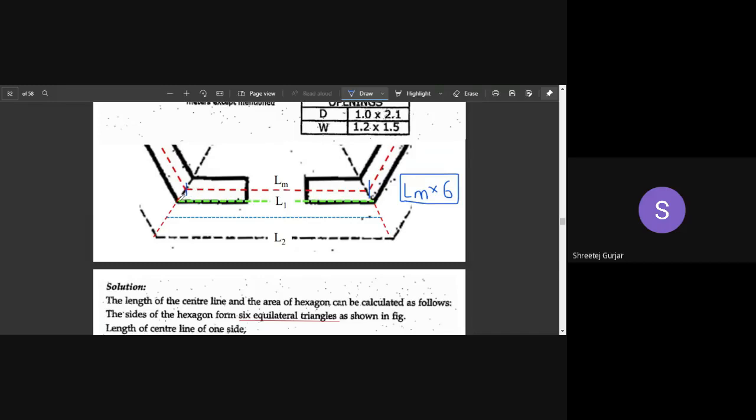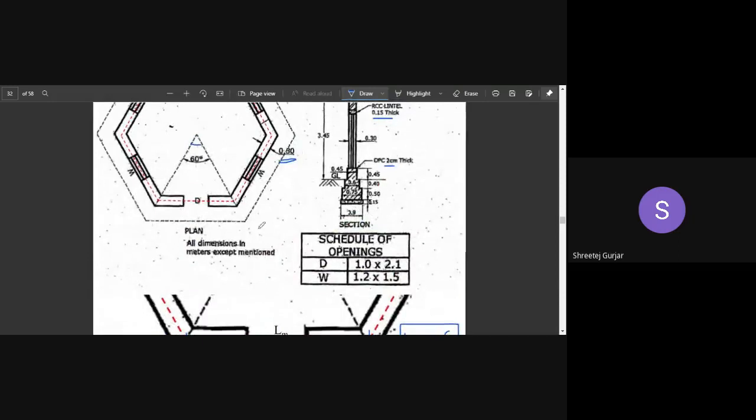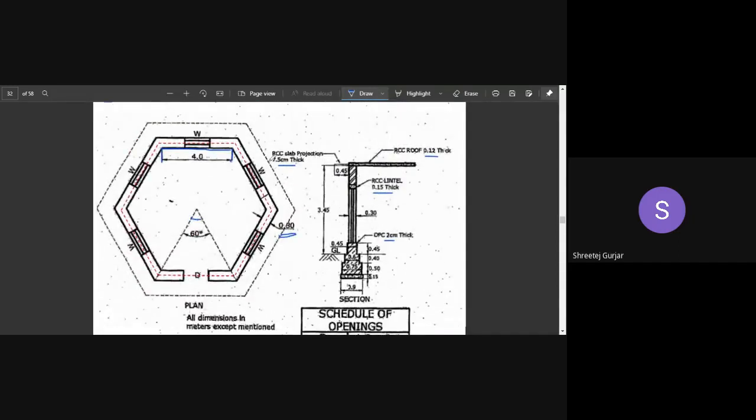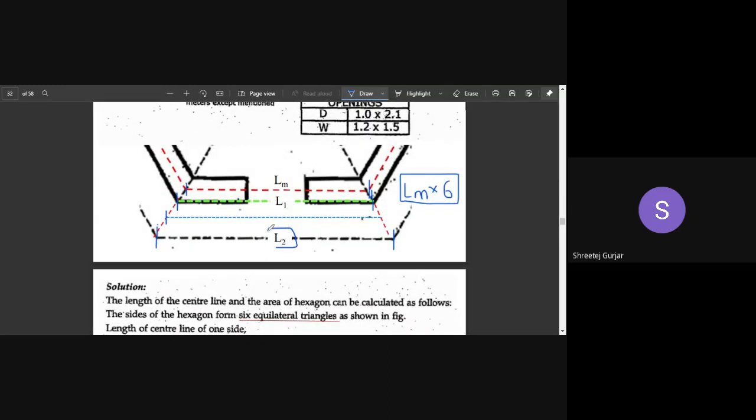Then this is the outside face of your wall. This length is L1; we will consider the out-to-out length of one side as L1. Then this is your L2. This dotted line is your projection, the RCC projection of 0.45, so for the 0.45 we will consider it as L2. We need to calculate all of these: LM, L1, and L2.